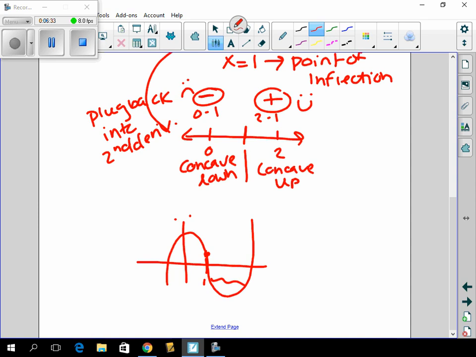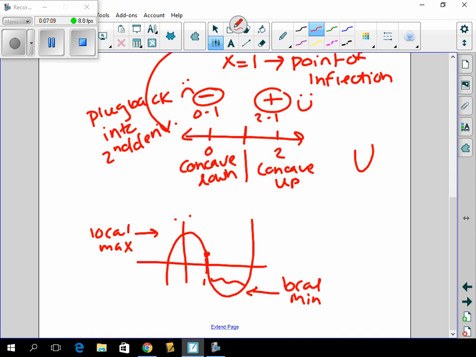So this gives us a really good idea of where our local mins and maxes are, because I know that if my function is concave down, this has to be a local max. And if my function is concave up, this has to be a local min. I can't have a function that is concave up and say that's the max unless the interval is just at that point. So I know anytime I have a concave up, it's got to be a minimum.